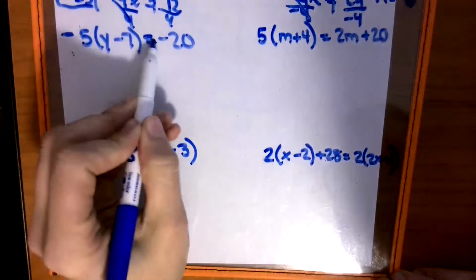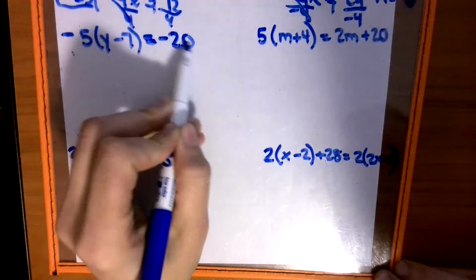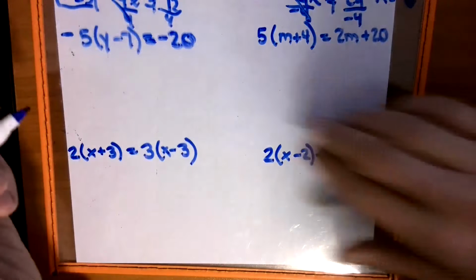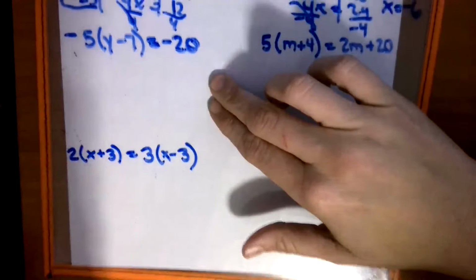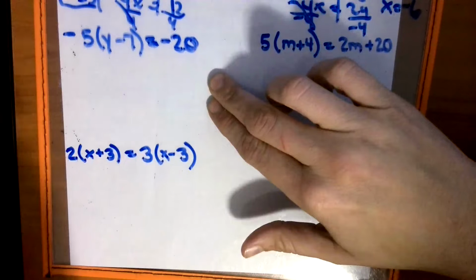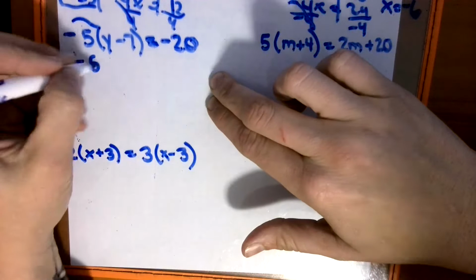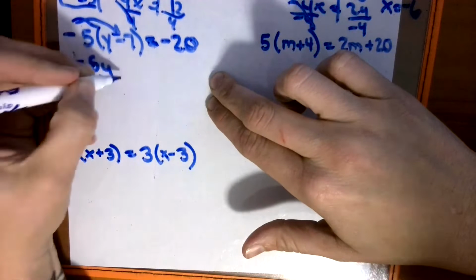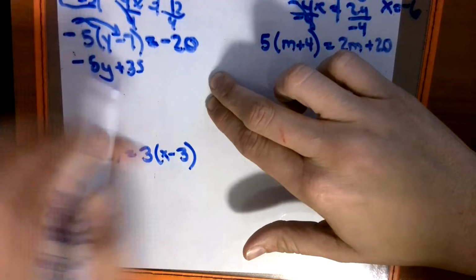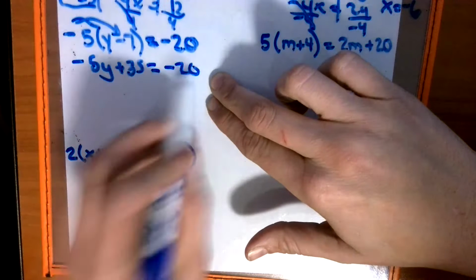Looking into our next ones down. This one's kind of light, so I'm just going to copy it over a little bit. It looks a little blurry. See if I can sharpen it up some. All right, so we're going to distribute. So we have a negative 5y. Negative times a negative is a positive 35 equals negative 20.